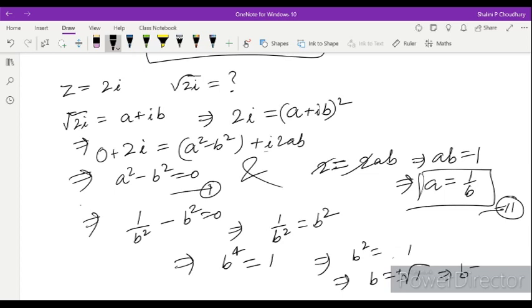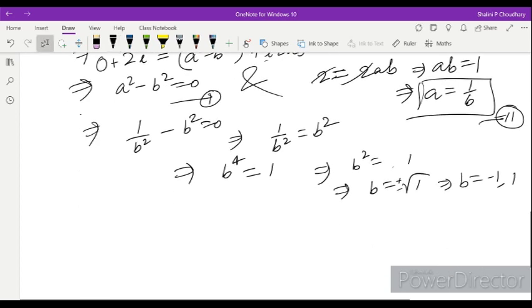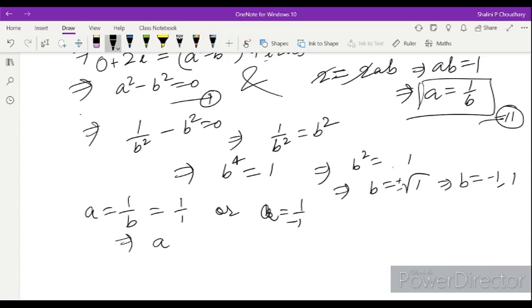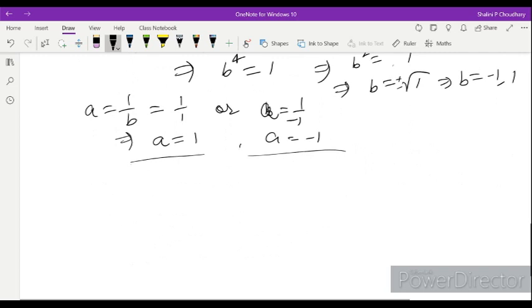It means b का value either minus 1 होगा या फिर plus 1 होगा. Now we will find out value of a. So a का value will be 1 upon b, that is equal to 1 upon 1, or 1 upon minus 1. So in this way a will be equal to 1, or यहाँ भी here also a will be equal to minus 1. So if b का value is 1, then a का value is 1. If b का value is minus 1, a का value is minus 1.